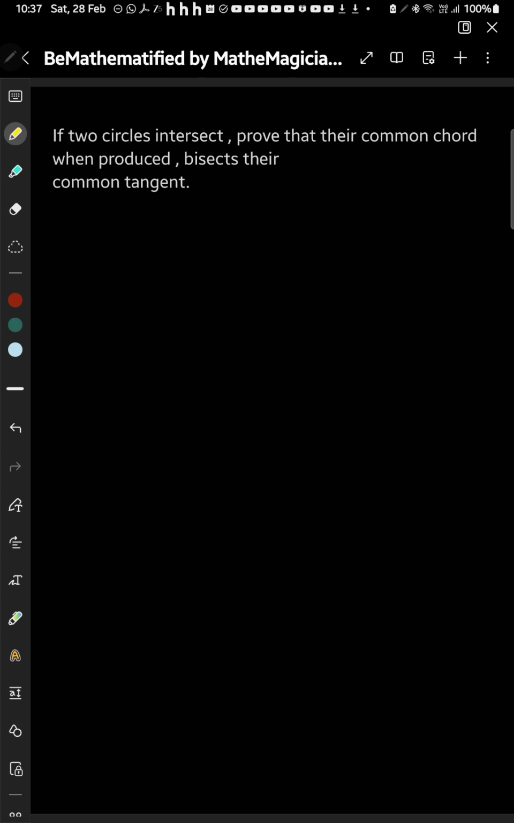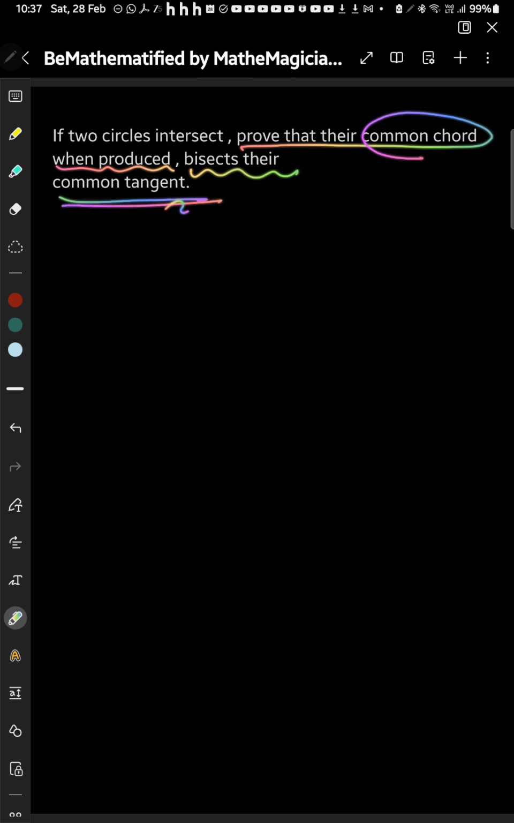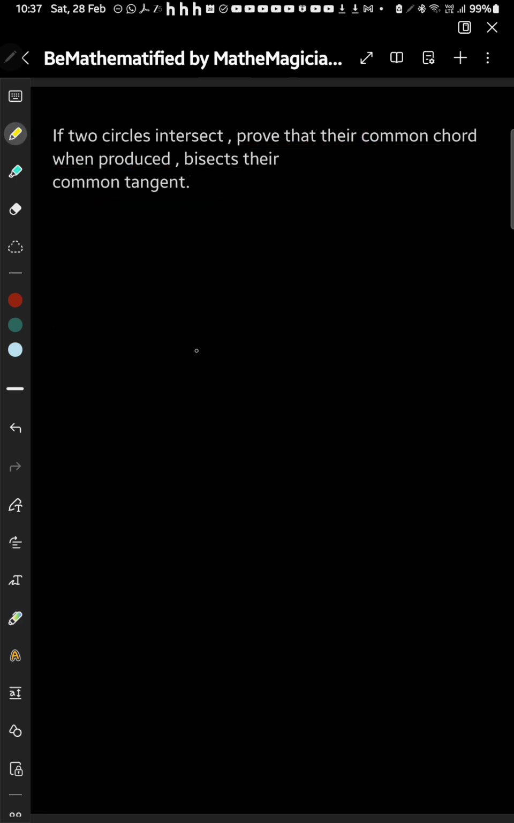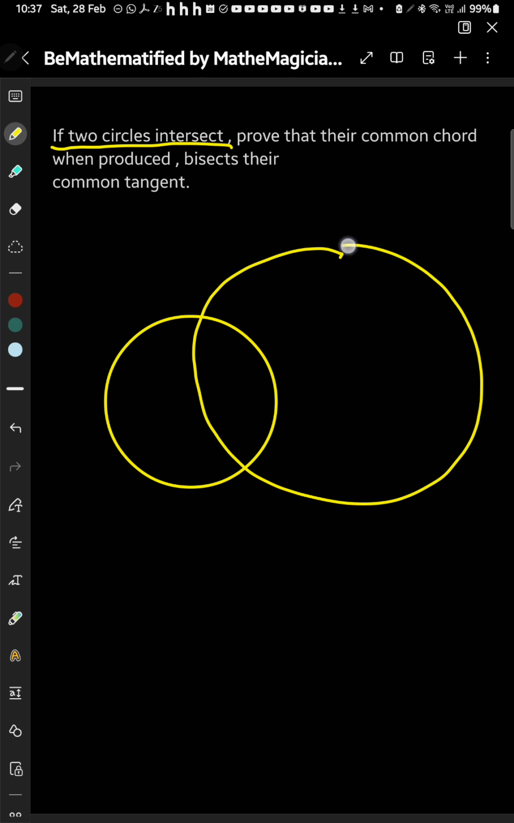We have got one doubt from a student of ICSE Maths. The doubt says, if two circles intersect, prove that their common chord, when produced, bisects their common tangent. So let's draw two circles. They never said two equal circles, so do not draw any equal circle.